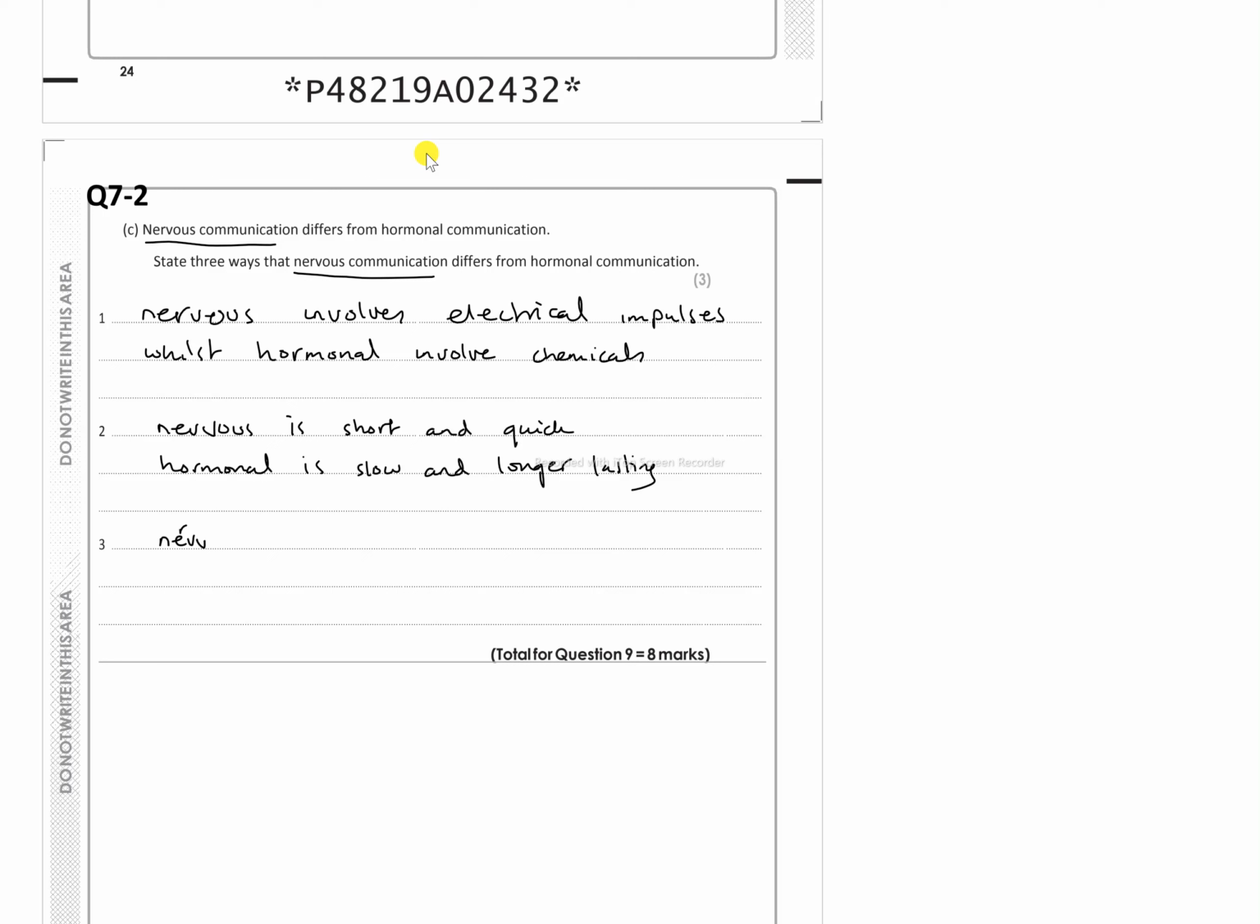Nervous communication targets specific areas or organs or cells, whilst hormonal travels all over the body through the blood.